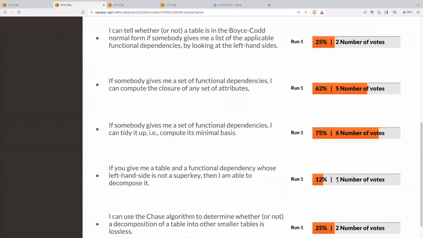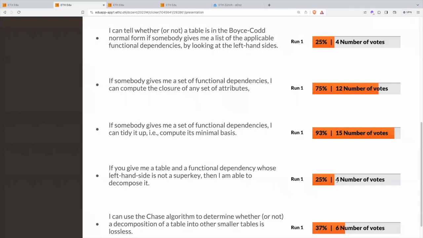Then, if somebody gives you a set of functional dependencies and a set of attributes, can you compute the closure of that set of attributes? We've done it last week on a quiz. Everybody was correct about this. Then, if somebody gives you a set of functional dependencies, can you clean it up? You know, compute a minimal basis by simplifying it, following the rules. Then if somebody gives you a table and a functional dependency and the left-hand side is not a super key, breaking the Boyce-Codd normal form, can you decompose it into tables that are in the Boyce-Codd normal form?